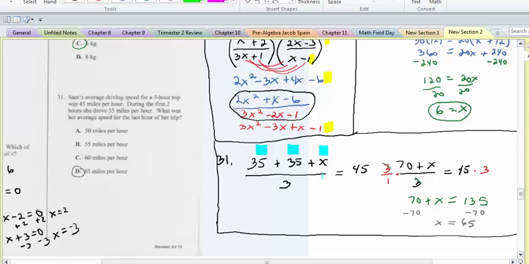We don't know what the third hour was. She did a total of 3 hours. That's where the 3 came from. And she traveled 45 miles. So when you do average speed, you add all the values together and divide it by 3. That's where that 3 came from. Alright, so now I've got 70 plus x over 3 is equal to 45. Don't like fractions, so I multiplied both sides by 3. And I've got 70 plus x is equal to 135. I subtract the 70 to get her third hour was 65 miles per hour, letter D.